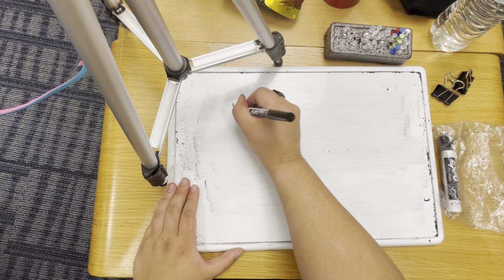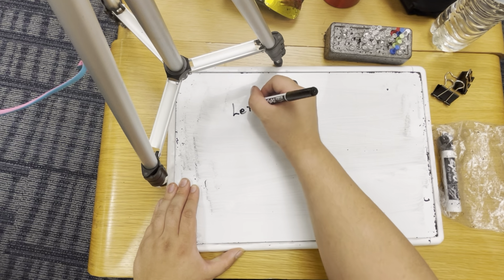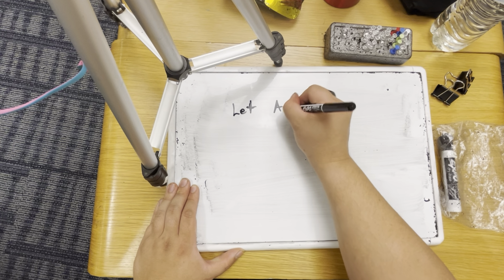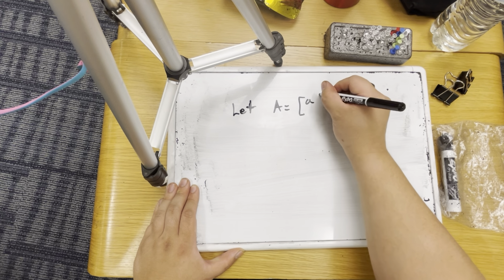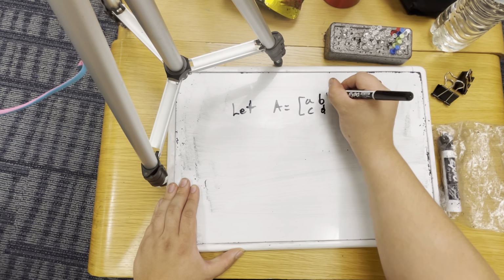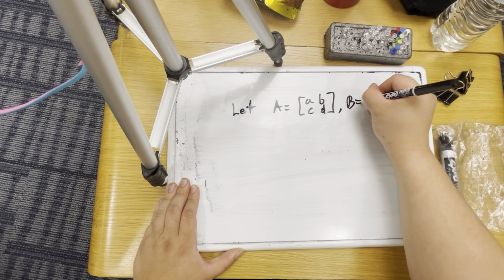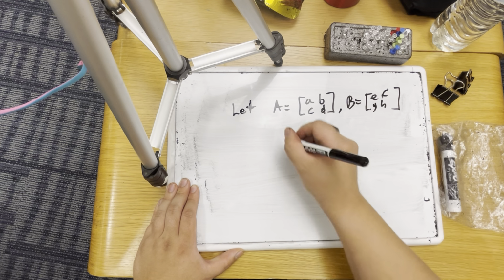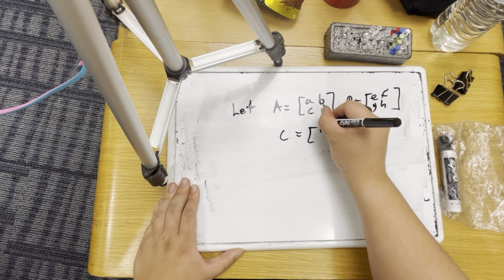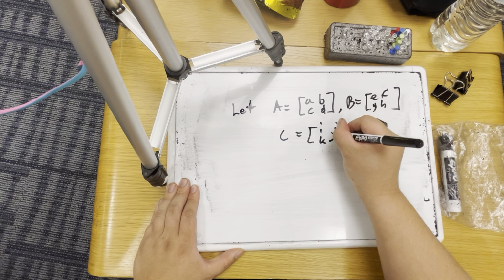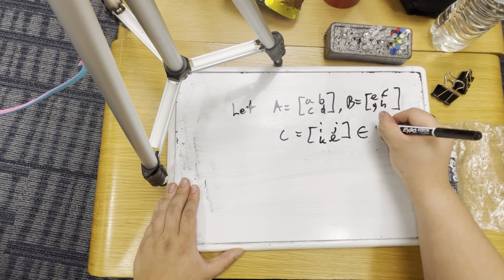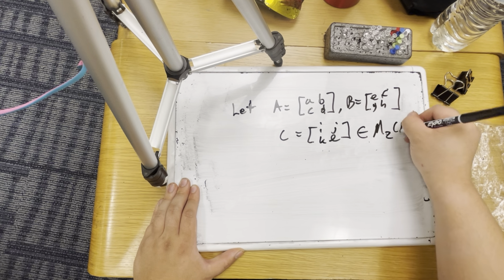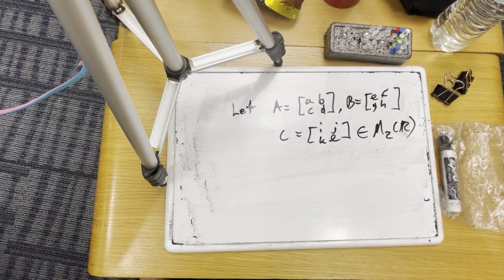So let's let A equal [a, b; c, d]. Let's let B equal [e, f; g, h]. C equal [i, j; k, l]. All of these are within M sub 2 of the reals, so the 2x2 matrices.